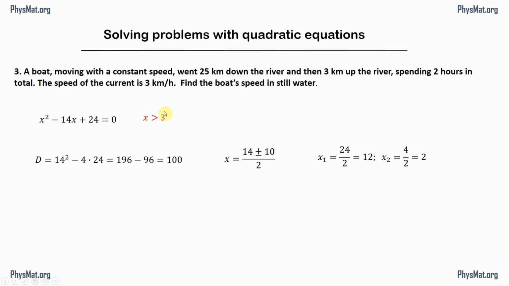But we know that our x must be greater than 3. Therefore, we reject this solution, and our answer is 12 kilometers per hour. So the boat speed in still water is 12 kilometers per hour. So this is what we were asked to find. Problem solved.